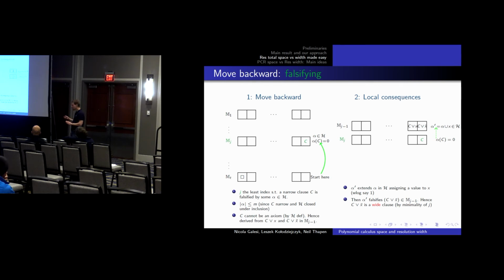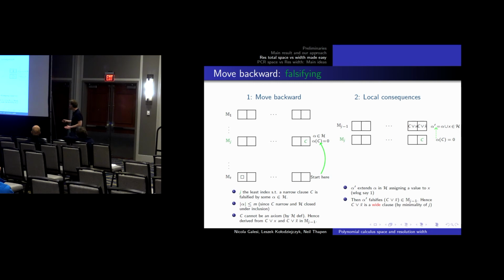Such assignments certainly exist because the final proof contains contradiction, and that's a very narrow clause, and all assignments falsify it. So let's just go backwards in the proof to the last point in time where some alpha in H falsifies a narrow clause. Fix it. That's M sub j. Okay? There certainly exists. Again, worst case, it's this guy. Definitely exists. Okay?